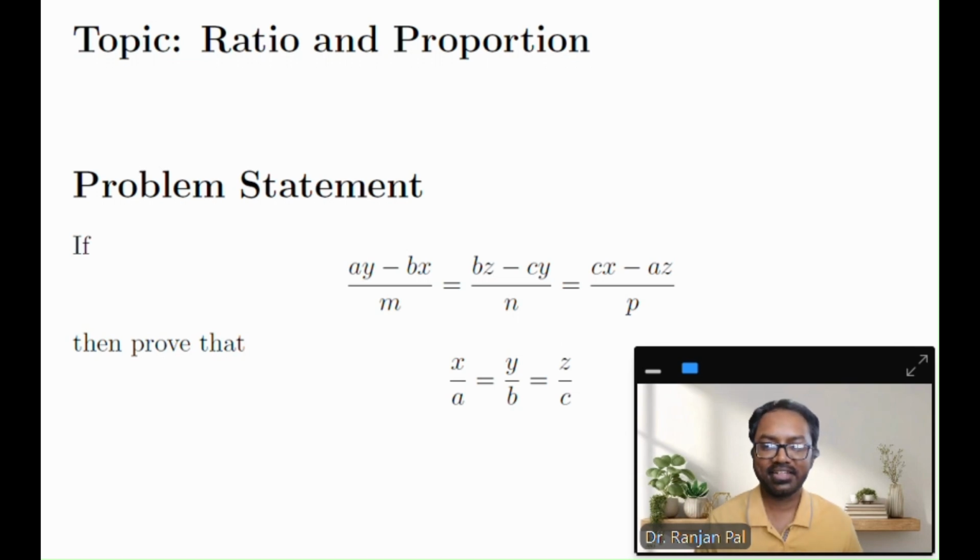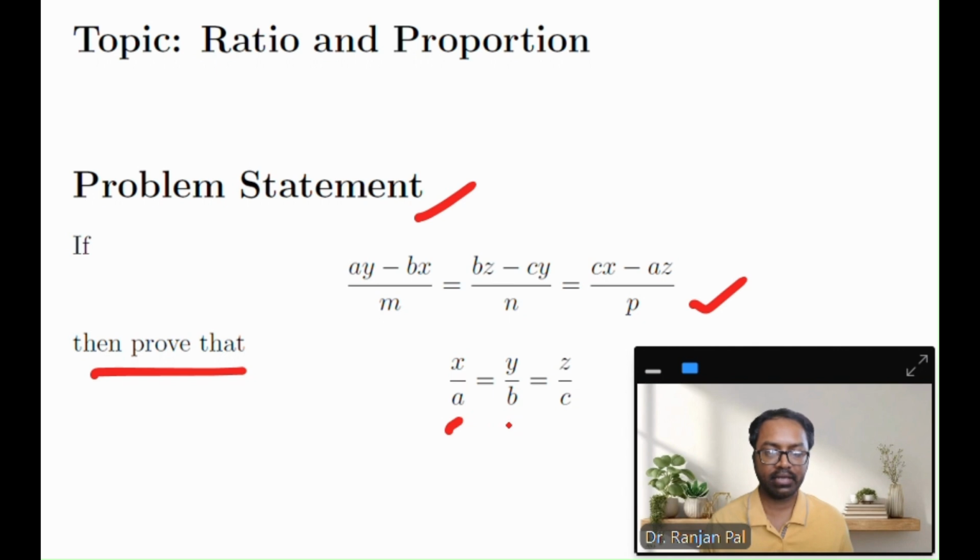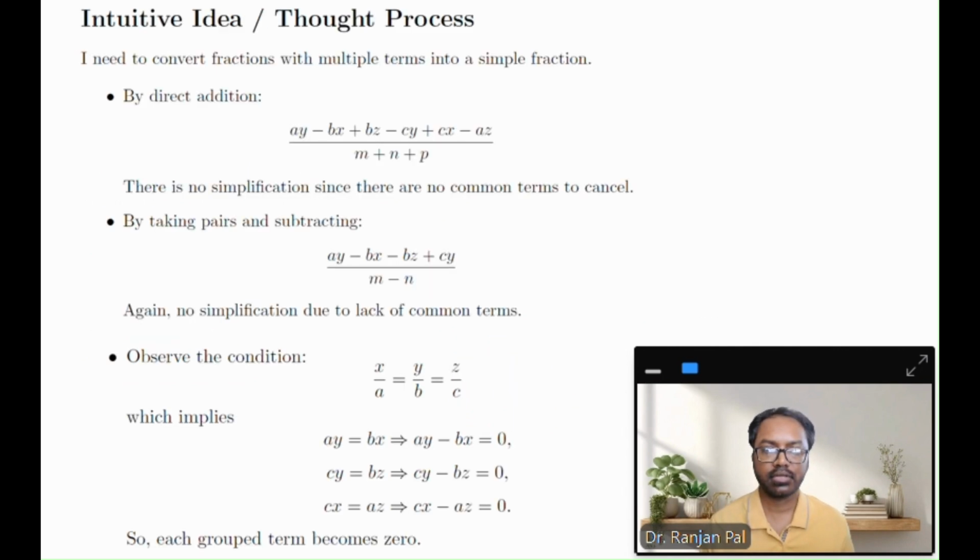Hello everybody. What if three complicated ratios suddenly collapse into a simple result? Sounds surprising, right? So in this video, we are going to solve such a problem with a proper thought process. We are given a problem statement where this equation is provided to us, and we need to prove that these ratios x by a, y by b, z by c are all equal.